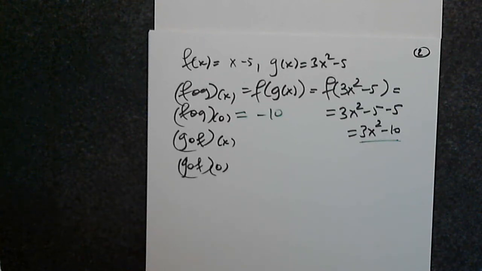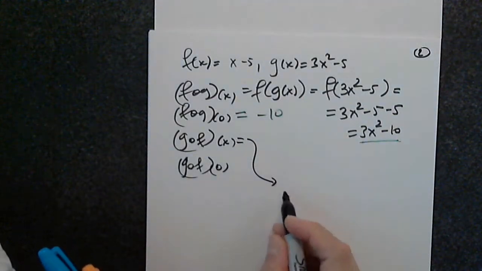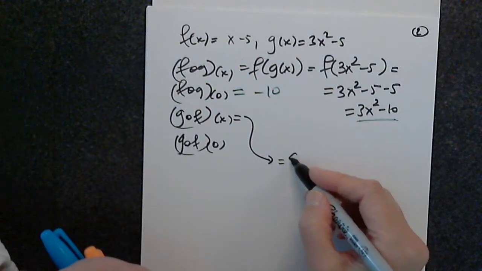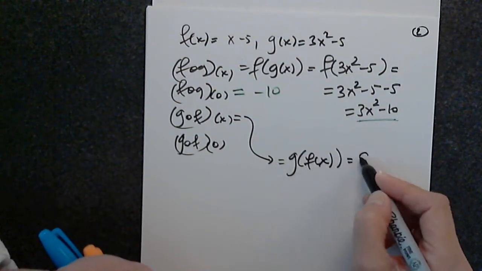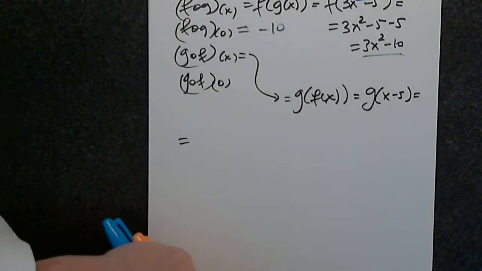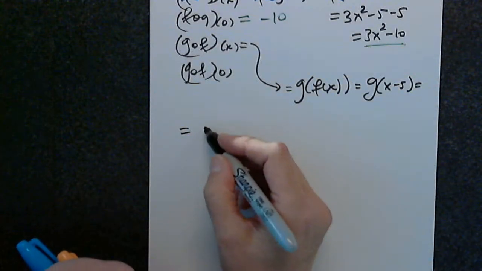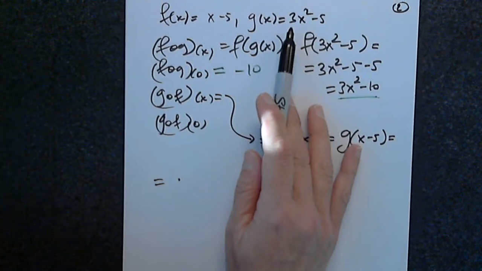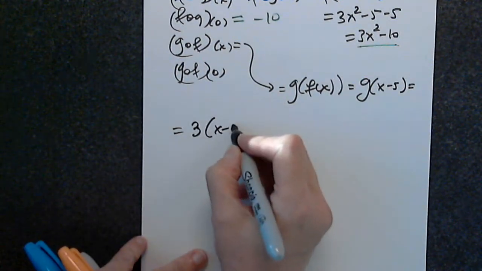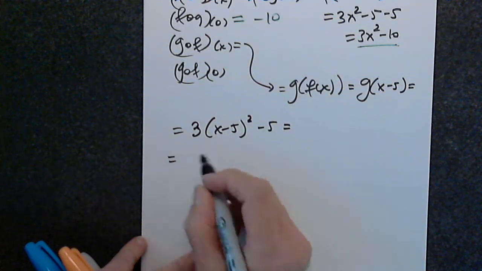Is this okay? Everyone, is this okay so far? Okay, so now g comp f. So I'm going to continue here because I will run out of room soon. So this is g of f of x, which is g of x minus 5, and which is, I look at g, and g says 3 times whatever squared minus 5. 3 times whatever squared minus 5.